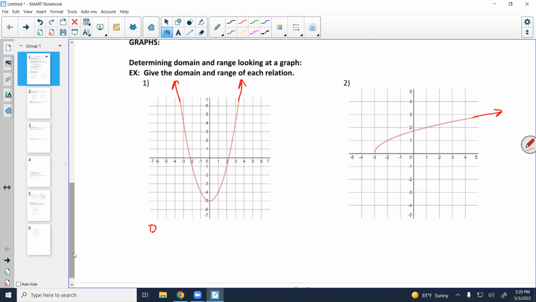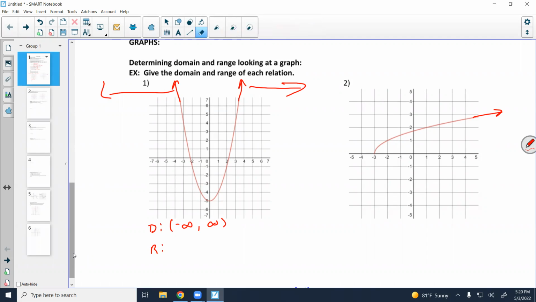So looking at my domain, what are my possible values of x? Now looking here, this keeps going this way forever, so I would think negative infinity. Same here, this goes this way forever. Positive infinity. How about my range though? What is the lowest value for y? That's going to be this point down here, -5. Now -5 is part of the range, so again, we use brackets like we learned. And it goes upward forever, so that's to infinity.